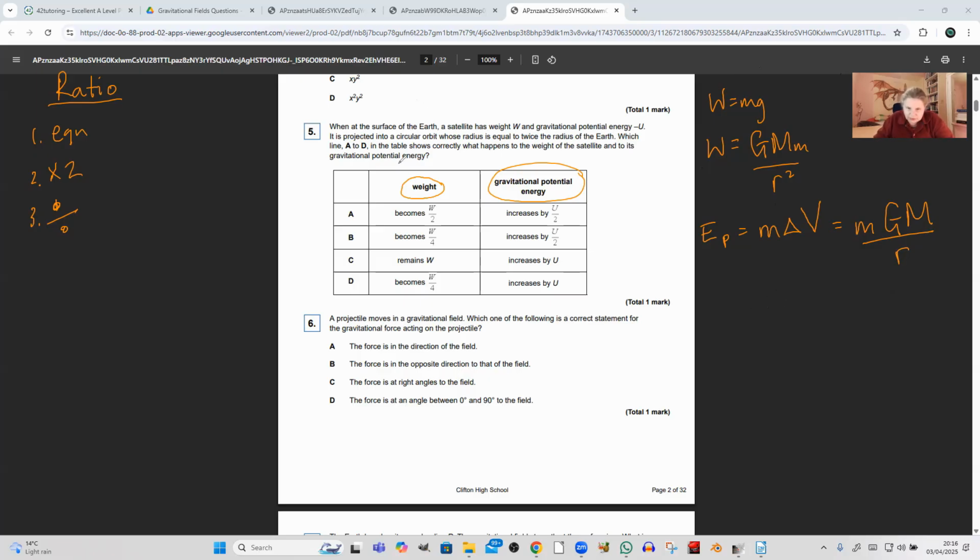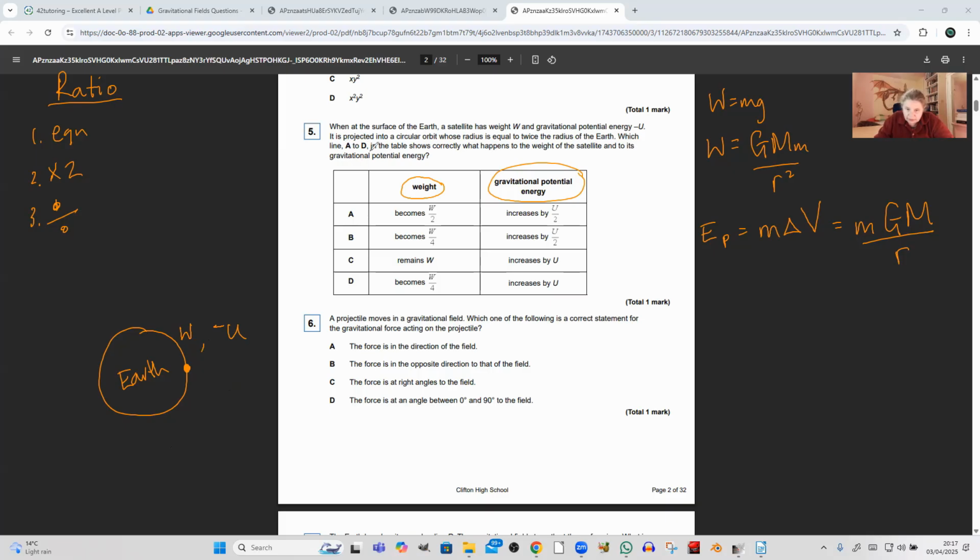So now let's have a little read of the question. It says, when at the surface of the Earth, right, draw a little picture. This is the Earth. There is the surface of the Earth. When at the surface of the Earth, the satellite has a weight W. Okay, so this is the weight of the satellite at the surface, and a gravitational potential energy of minus U. So we've got W and minus U. Right, so that's at the surface. W is our weight and minus U is our gravitational potential energy.